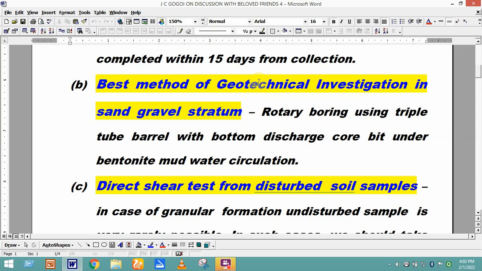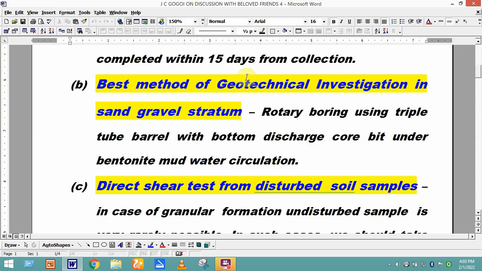Sometimes, if we do not properly use mud circulation, and if we do not maintain the water level up to the top of the casing pipe or up to the ground level, there are chances of sedimentation of cutting spoil, because gravels settle very rapidly. Even at a depth of 30 meters below ground level, it will require hardly a few seconds, 5-6 seconds, and all the gravel will be settled down.